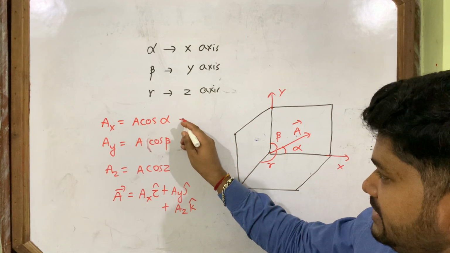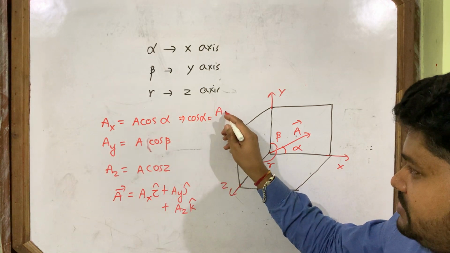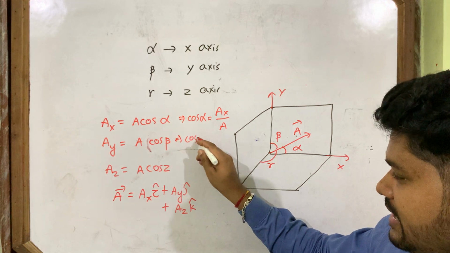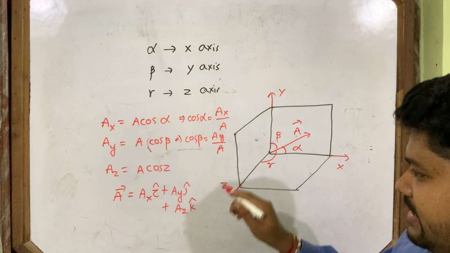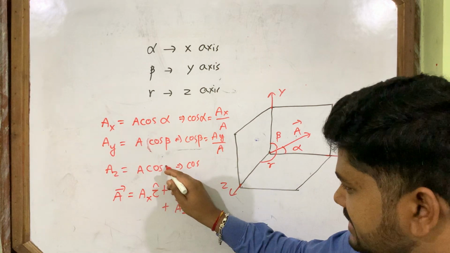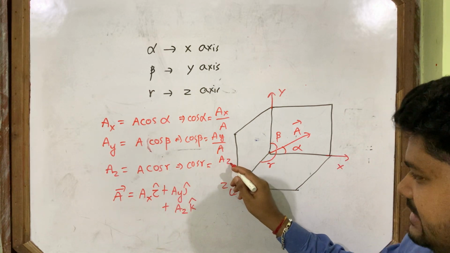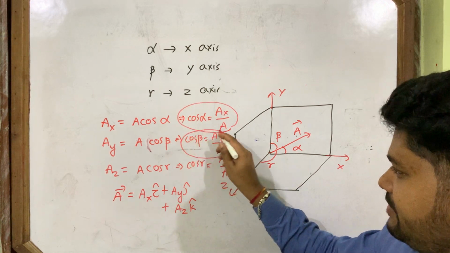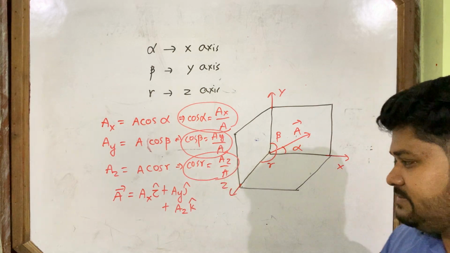What is the angle made by the vector with the x-axis? That is cos alpha. Cos alpha is equal to Ax by A. Here cos beta, angle made with y-axis, that is Ay by A. And here cos, this is by mistake written z here, this is gamma, cos gamma. So cos gamma is Az by A. So these are the formulas to find the angle made by the vector in 3 dimensions with different axes.